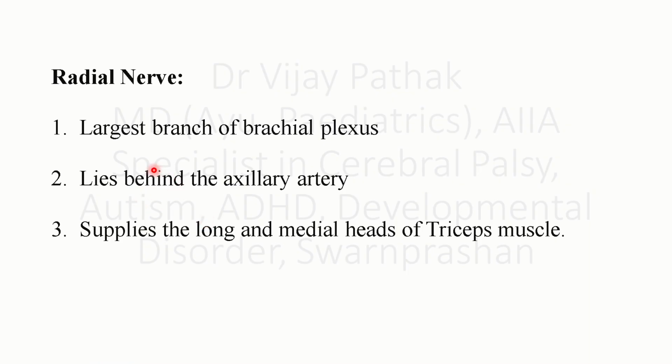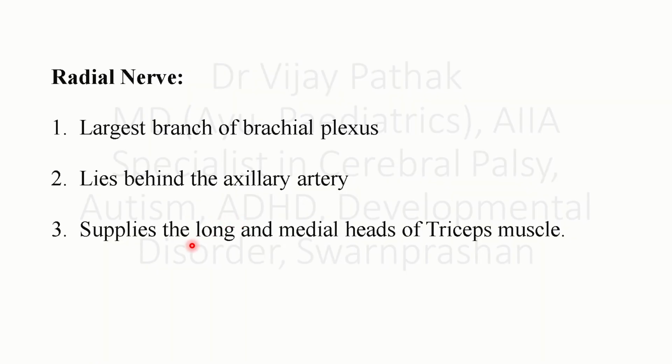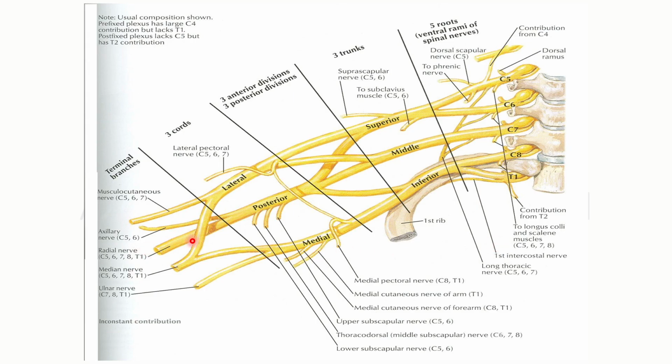Radial nerve. It is the largest branch of the brachial plexus. It is very important to remember that the radial nerve is the largest branch of the brachial plexus and supplies the long and medial heads of the triceps muscle, right? The radial nerve is the continuation of the posterior cord.